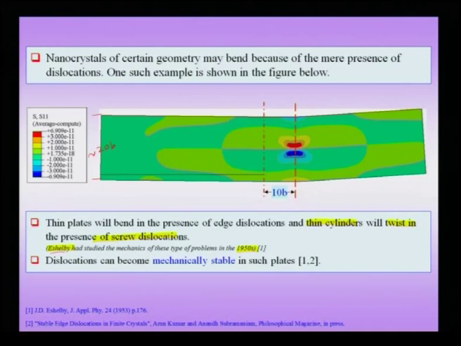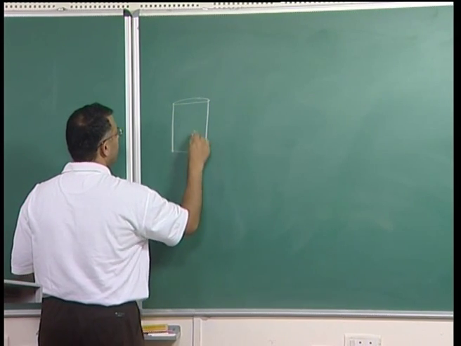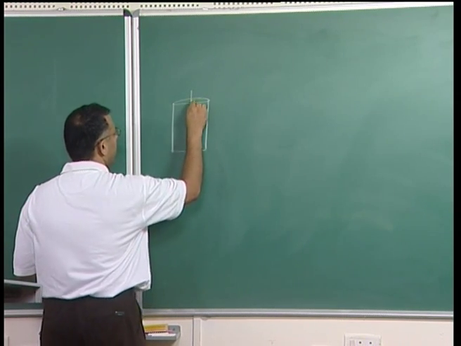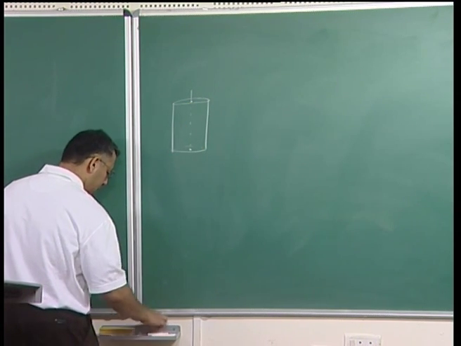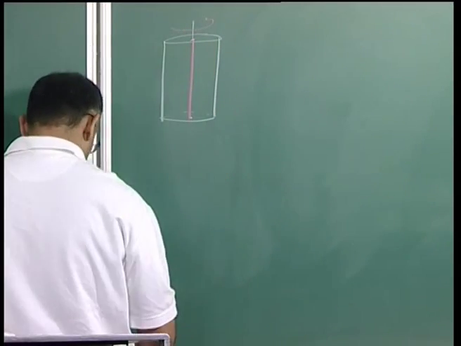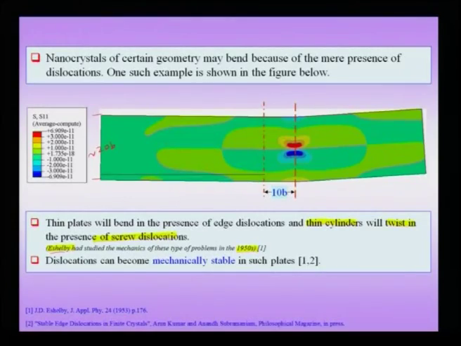So, now there are two types of domain deformations possible. I can talk about a dislocation in a plate like this, the one as drawn, or I can talk about a dislocation in a cylinder, and now I am talking about a screw dislocation in the middle of a cylinder. Now, in the presence of this screw dislocation, the cylinder will tend to twist. Therefore, in nanocrystals there are important effects directly coming because of the presence of the dislocations.